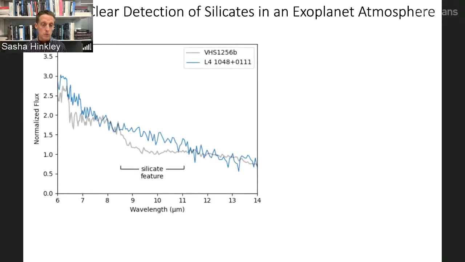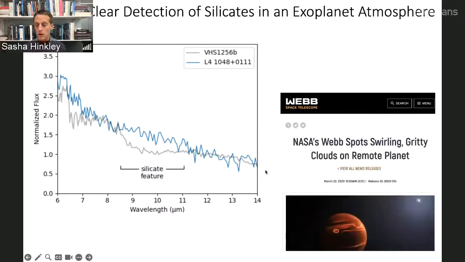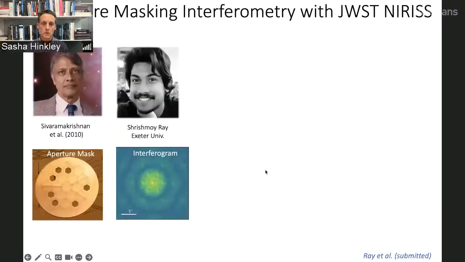It's really exciting also that we're seeing detections of silicates in these spectra here at about 9 microns. Silicates, what I mean by silicates are things like forsterite, perovskite. These are grains of sand blowing around in the atmospheres of these objects. These have been hypothesized, but this is a very, very clear detection. This is a fantastic discovery.